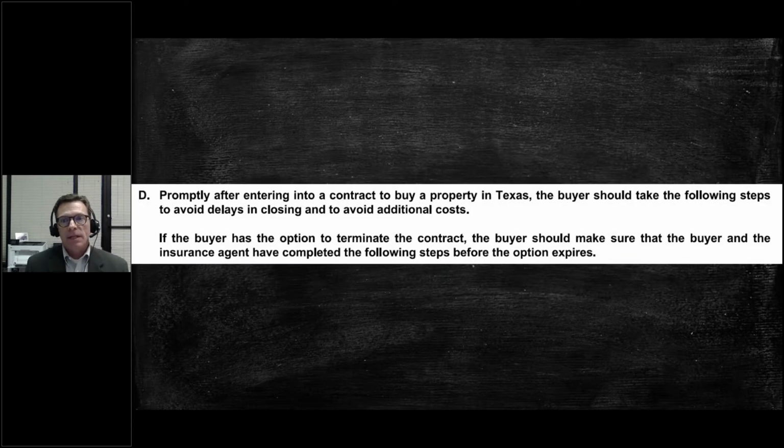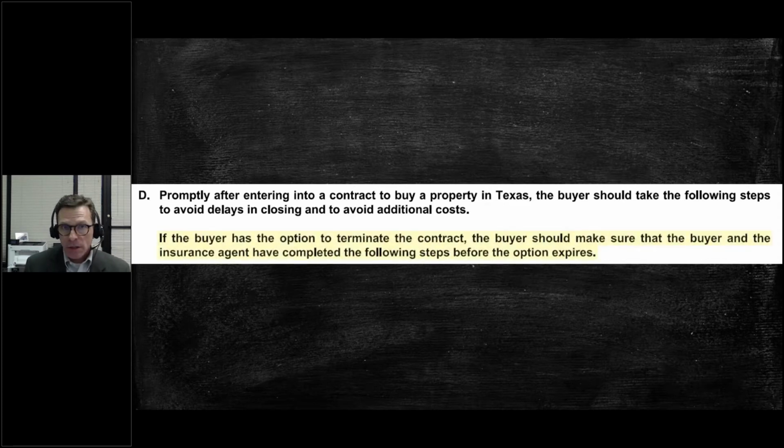Paragraph D here. This is the admonishment to the buyer. Promptly after entering into a contract to buy a property in Texas, the buyer should take the following steps to avoid delays in closing and to avoid additional costs. And it spells it out for them.